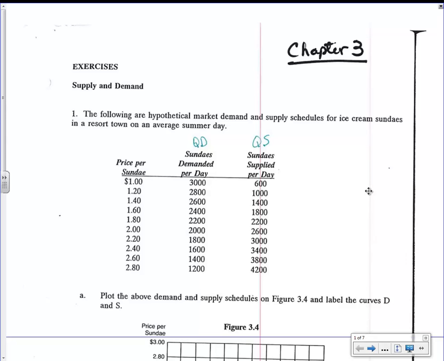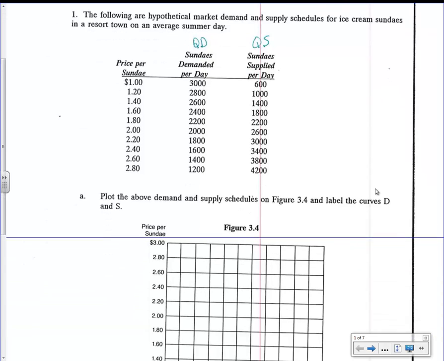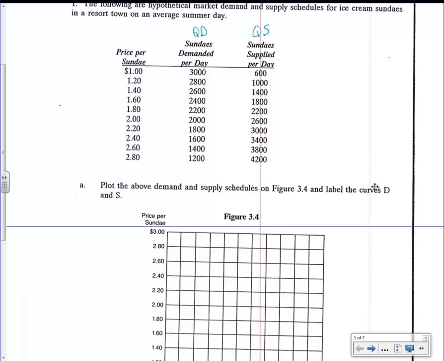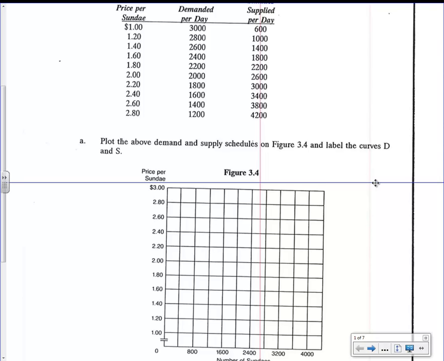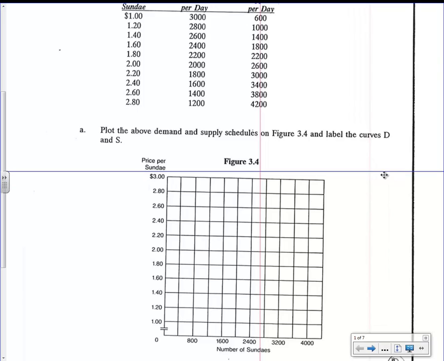As you can see, we have Sundays, quantity demanded is QD, quantity supplied is QS. We're going to take each one of those and plot those on the graph. With our quantity demanded, if we have $1 for the price, then we will have 3,000 Sundays per day. So we're going to come down on the graph at $1, come across to 3,000, and plot that point. Plotting that point is going to be approximately in this area right here.